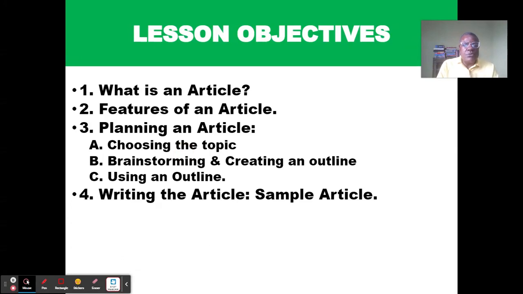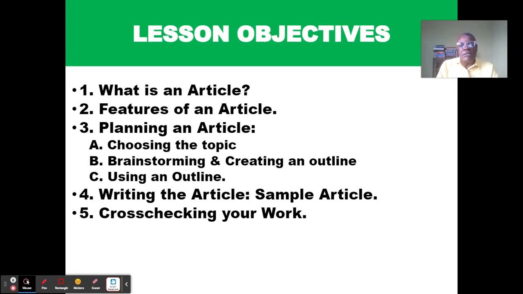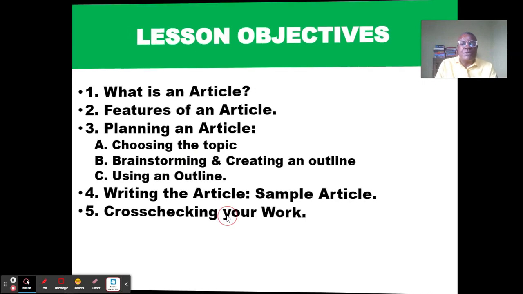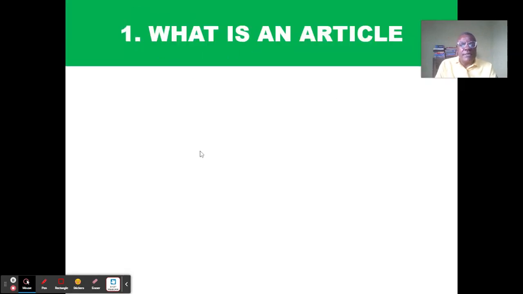And this is where we're going to illustrate with a sample article in response to a past exam question. And of course, 5 is cross-checking your work. It is obvious. So let's now begin with the first basic question. What is an article?